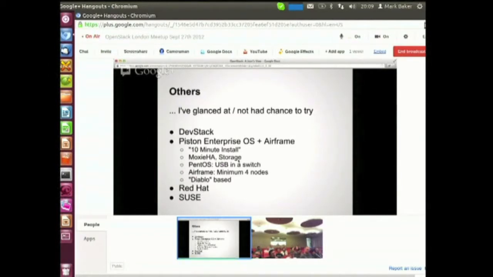Now Airframe's a little bit more interesting. That came out recently. These are all the competition now for easily installing OpenStack on your kit. So Airframe requires 4 nodes. I've not had a chance to try this yet. It's actually on my to-do list, the to-do list you've got on the screen here. You need 4 nodes to do this, but it's very interesting. It's got some nice features in there to do with high availability. It comes with storage.